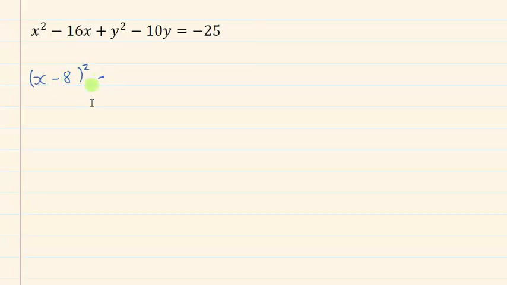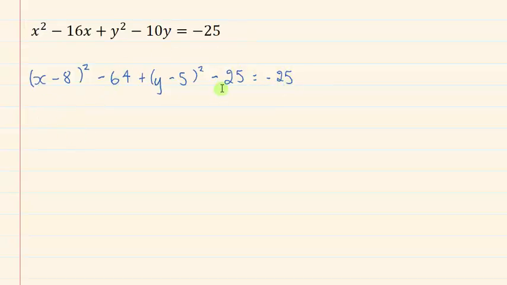We then subtract this number, 8 squared, so that's 64. We then follow this with a bracket for completing the square for the y terms. So we take half of the coefficient of this negative 10y, so that's negative 5. We subtract from that 5 squared, which is 25, and that equals negative 25.